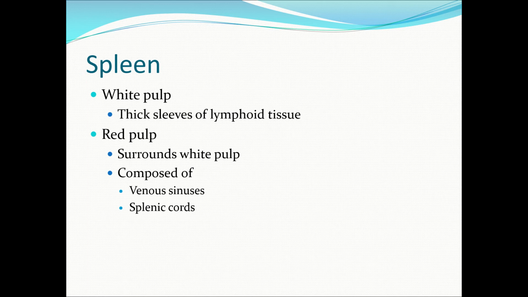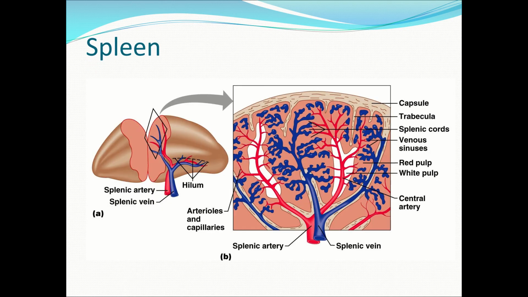There are two types of pulp in the spleen, white pulp and red pulp. White pulp is thick sleeves of lymphoid tissue. Red pulp surrounds the white pulp and is composed of venous sinuses and splenic cords. This illustration shows the spleen, along with the splenic artery and vein, and also a hilum. And you can see the red pulp and the white pulp.